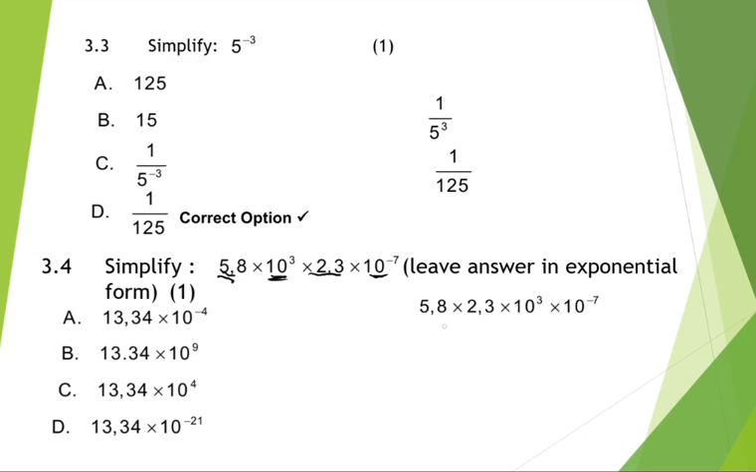So that means 5,8 times 2,3 times 10 to the power 3 multiplied by 10 to the power negative 7. When you multiply the numbers, you get 13,34. Then here you add the exponents, 3 plus negative 7. When you add, you get 13,34 times 10 to the power negative 4, and the correct option is A.